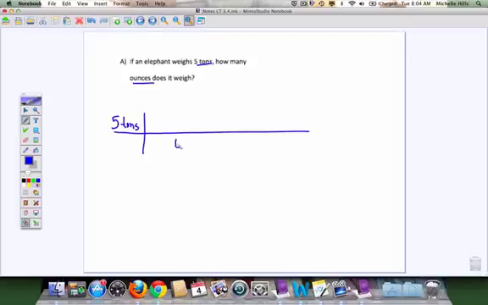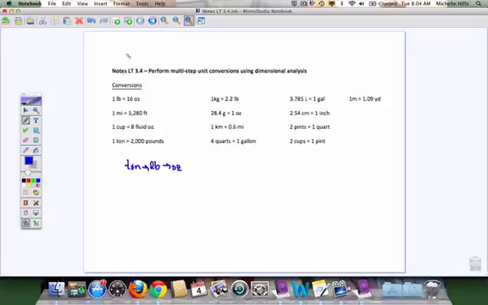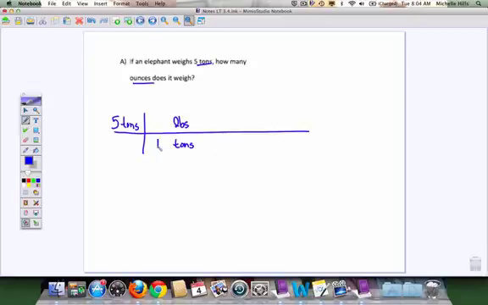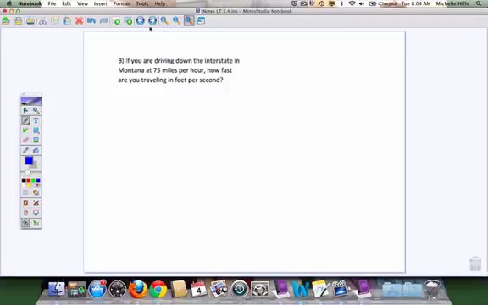So from tons to pounds, my tons are going to have to be on the bottom, my pounds on the top, so that I can cancel these tons, top and bottom. And if I look back at my conversion, 1 ton is the same thing as 2,000 pounds. 1 ton is 2,000 pounds. Now my tons will cancel, and if I did this calculation, I'd be in pounds. But I don't want to be in pounds, I want to be in ounces.